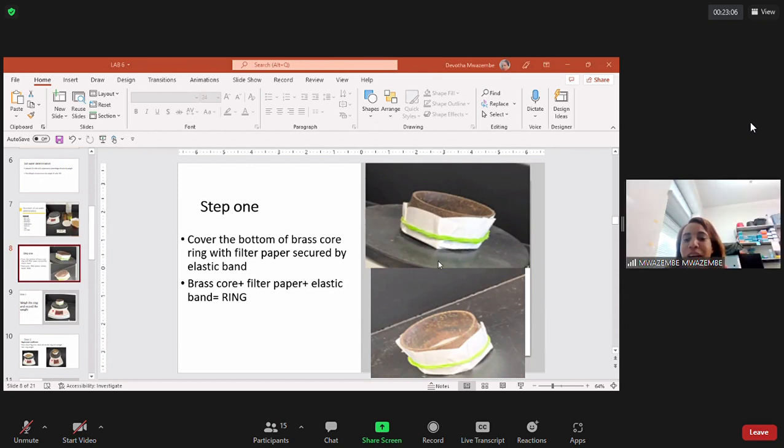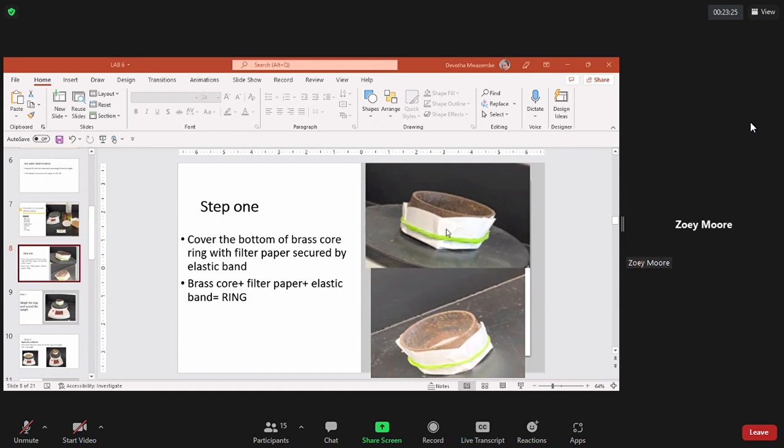So this is the ring we're talking about. You have the brass core, then you have the filter paper, and you tie that filter paper with the elastic band, and we call this a ring. So basically, we're just creating a bowl where you can put your soil for your experiment. Does that make sense on step number one? Yes. Okay.